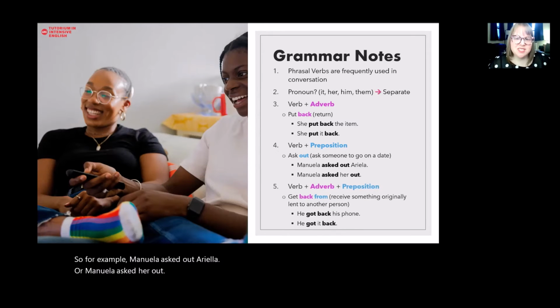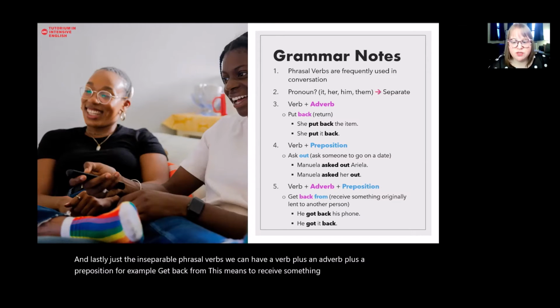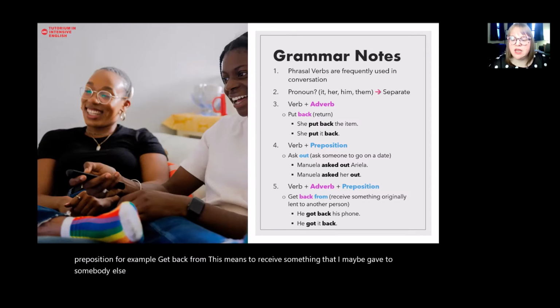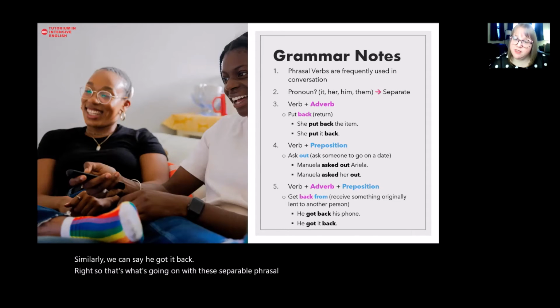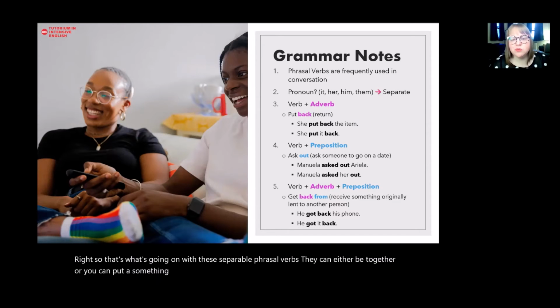And lastly, just like the inseparable phrasal verbs, we can have a verb plus an adverb plus a preposition. For example, get back from. This means to receive something that I maybe gave to somebody else. For example, he got back his phone. So maybe somebody took his phone. Similarly, we can say he got it back. Right. So that's what's going on with these separable phrasal verbs. They can either be together or you can put something in between them and the sentence will still make sense.